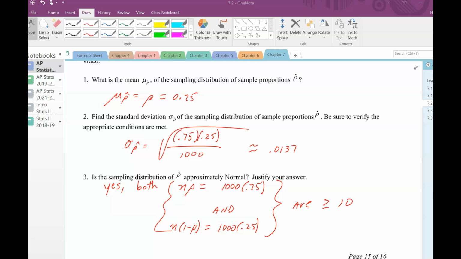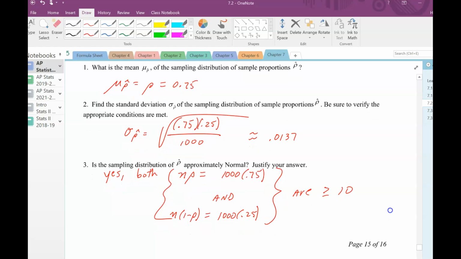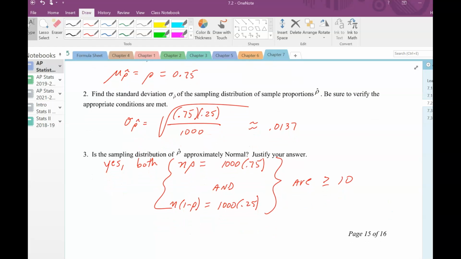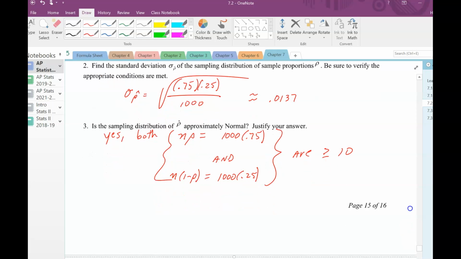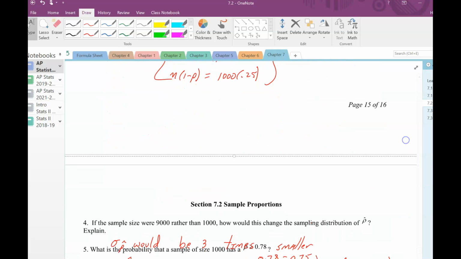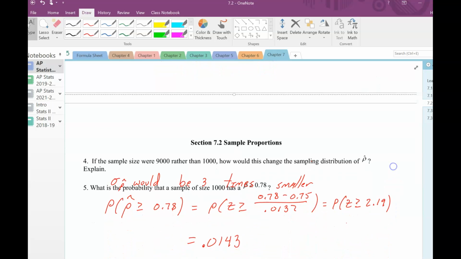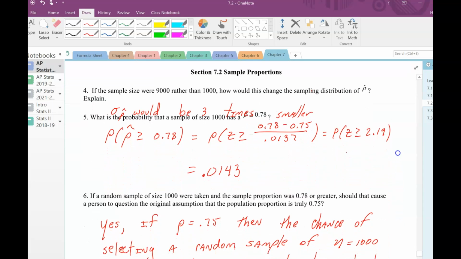All right, let's run through the answers really quickly and then we'll be done. What's the mean mu of p-hat of the sampling distribution? It's the same as the population proportion, 0.75, given in the problem. Find the standard deviation. You just need to apply the standard deviation formula. Is the sampling distribution of p-hat approximately normal? Yes, np and n times 1 minus p are both at least 10, so we can assume that it is a normal distribution.